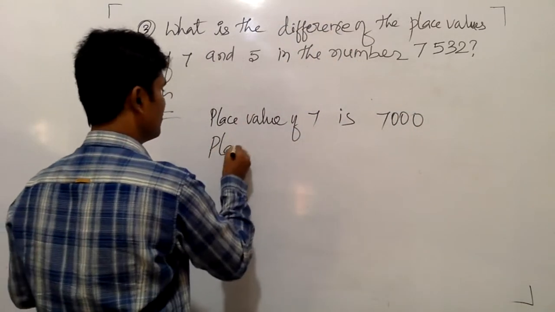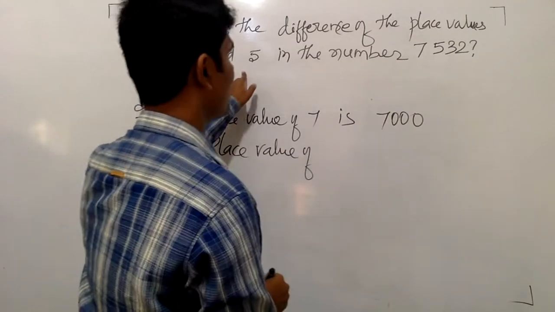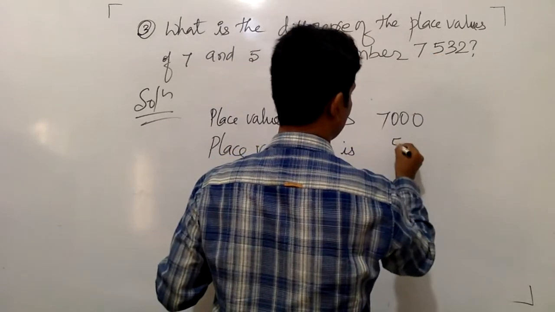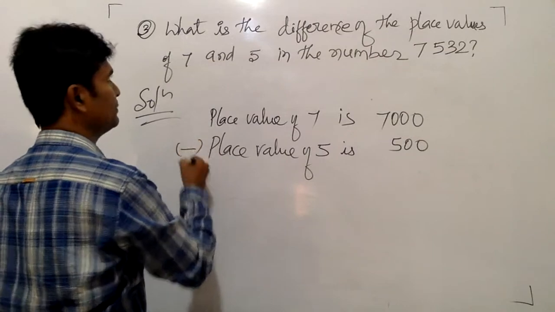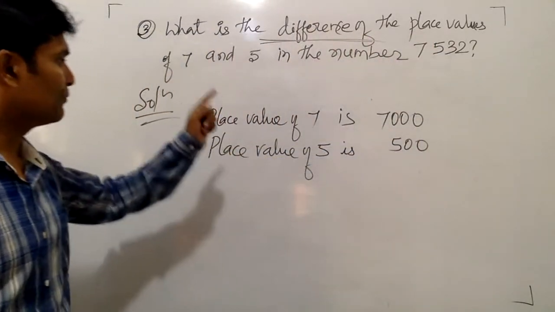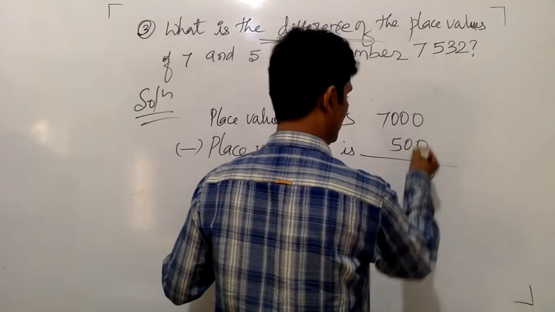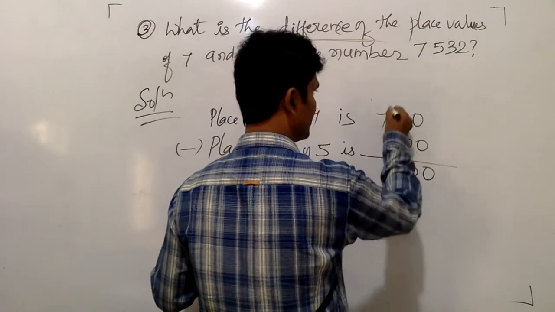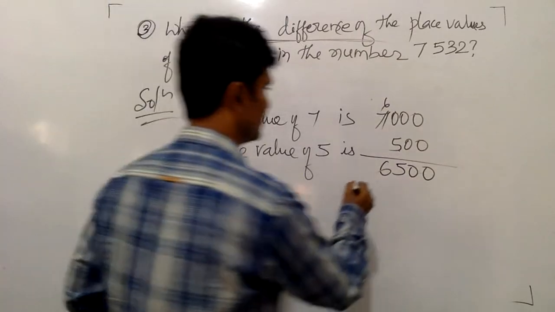The place value of 5 is, see, write 5 here and 2 zeros, 500. So we have to subtract because they have asked for the difference. We have to subtract these two. This is 0, 0. This will become 10. 10 minus 5 is equal to 5, and this will become 6. That's why 6500 is the answer.